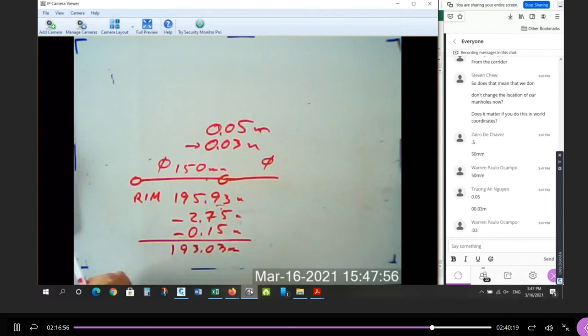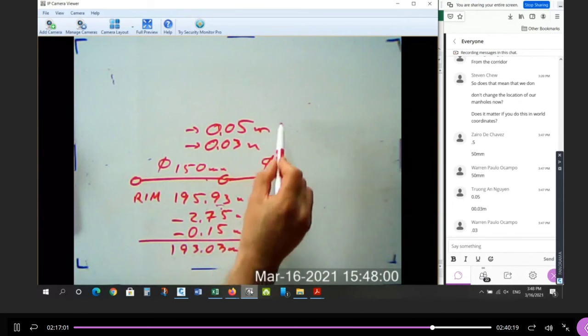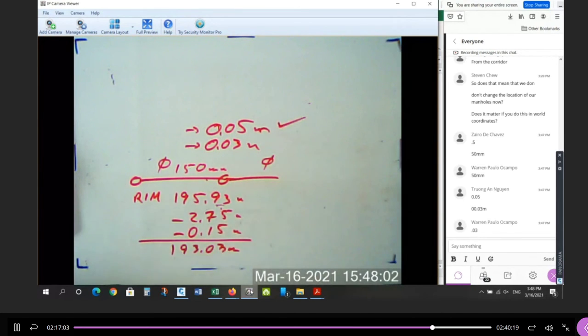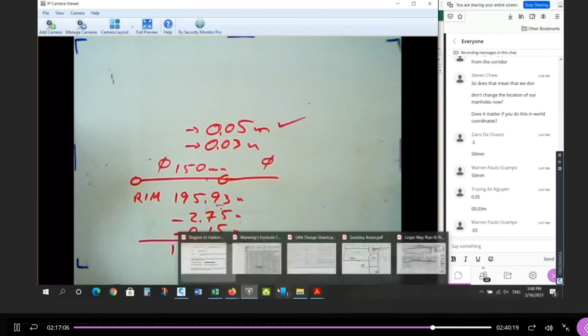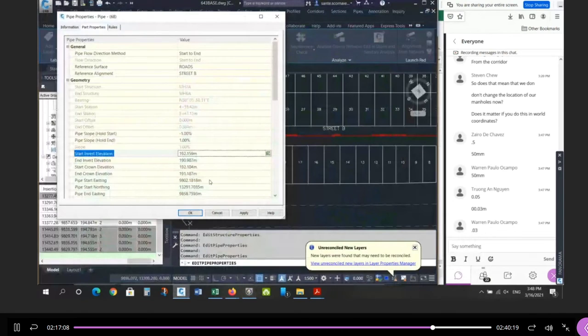So this is the drop based on the angle, and this is the drop based on the difference in pipe size. Always use the bigger size. So I want to subtract 5 centimeters or 0.05 meters from this start. So I'm going to go back to my pipes. So I want to take 5 off of here. 15 minus 0.5 is 0.10. So I'm going to say apply.